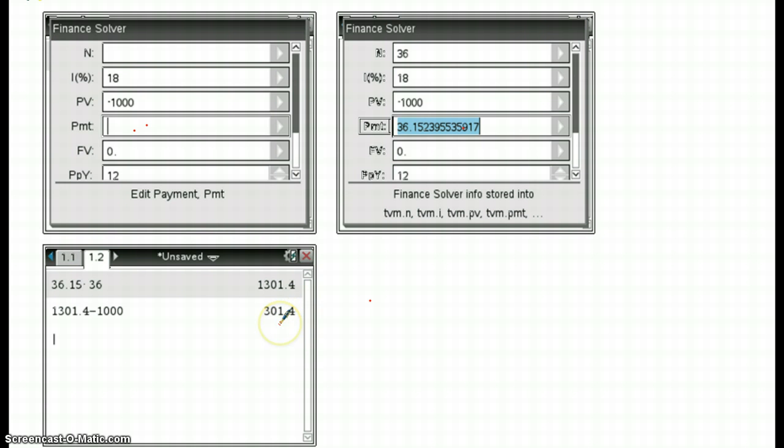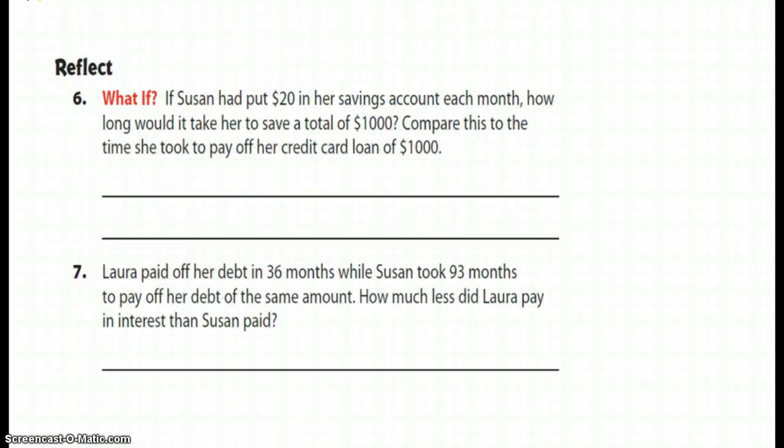So we kind of think about which one at this point is paying less interest. Okay, think about this. Go ahead and stop it now and think about this. If Susan had put $20 in her checking account each month, how long would it take her to save 1,000? And compare this to the time it took her to pay off a loan. Then Laura paid off her debt in 36 months, while Susan took 93, and you want to find out how much less Susan paid.